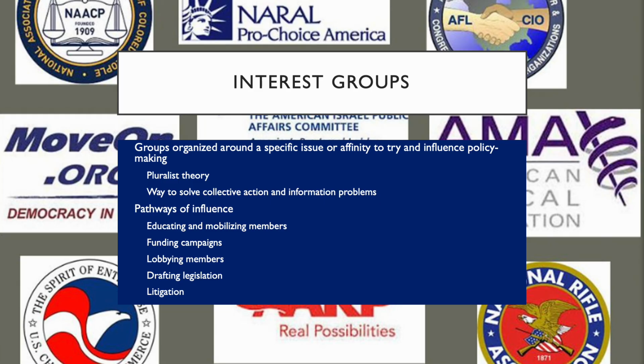Interest groups can also fund campaigns and raise a bunch of money. They can lobby members, right? They can go to members of Congress and try to encourage them to vote in a particular way on a particular piece of legislation. They can also draft legislation and say, here is the legislation we think you should pass. And they can also engage in litigation. They can sue different groups on behalf of their members. They can file amicus briefs with the court, right? So they can influence all different sectors of the policymaking process.